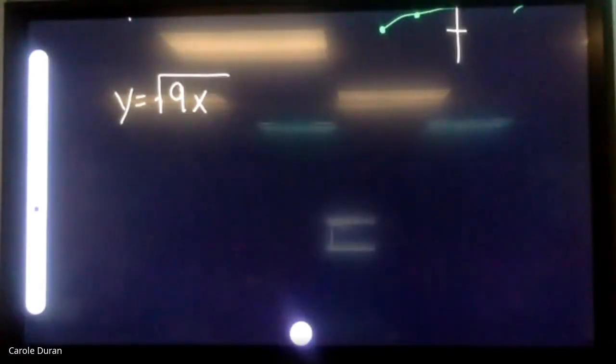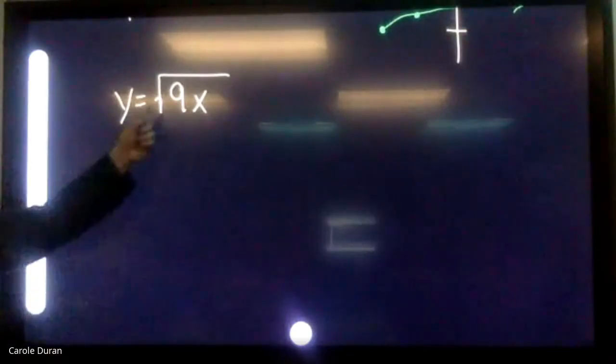Ariana, what's different about this one than the ones I've previously done? It only has a 9x on the inside, and that 9 is connected to the x by multiplication. It doesn't really change anything. Actually, this makes it pretty easy, because what do I know about 9? It's already a perfect square. So that means anything I multiply by it is still going to come out nicely, because 9 is going to come out nicely. So we actually don't have to change any of our values that we're going to plug in.